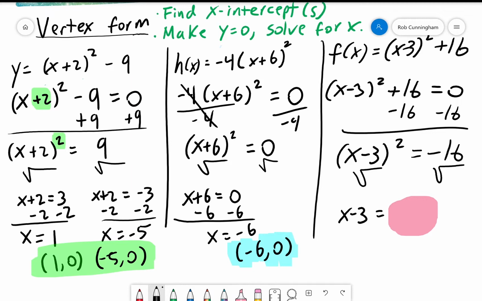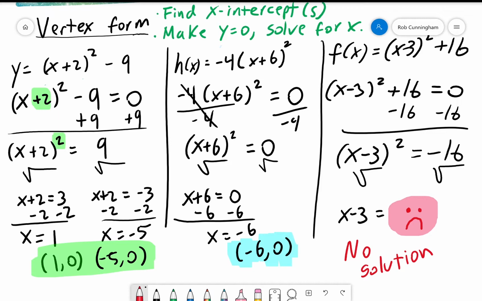Well, it can't be 4, because 4 times 4 is positive 16. It can't be negative 4, because negative 4 times negative 4 is, again, positive 16. I think we're stuck. We can't yet take the square root of a negative number, so the answer is no solution. To put it visually, this is a parabola that points upward and has been moved up so it doesn't touch the x-axis at all.